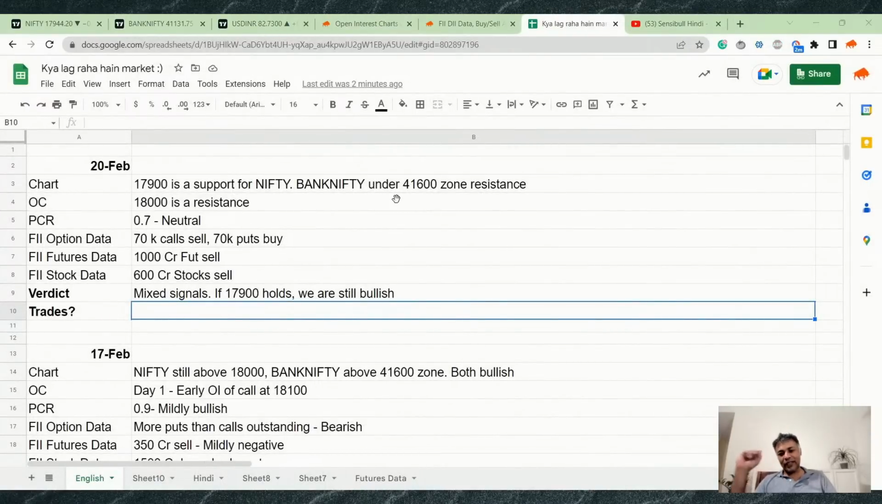See, the problem is, as long as 17,900 holds, it's bullish. So on the one hand, it is very tempting to do a credit spread which receives premium, right? But the problem is, with credit spreads that receive premium, if you sell them and your view goes wrong, then you'll have a bigger loss than profit, right? So if you have a bigger loss than profit, then it's not a good idea, especially when you are playing a possibility of a breakout.